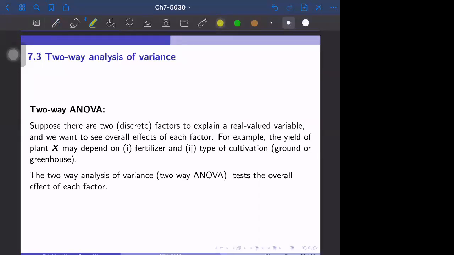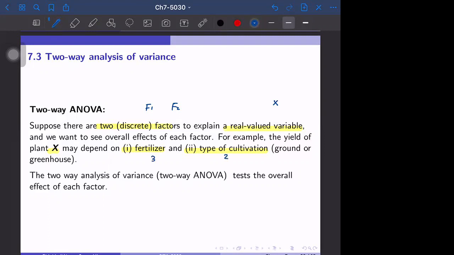Suppose that there are two factors to explain a real valued variable. Last time we only had one factor, for example, the fertilizer, to explain yield. But we now have one more factor, which may be the cultivation of the plant. So now we have two factors: one factor, for example, fertilizer, and the other factor, the type of cultivation, to explain the continuous x. Maybe factor 1 has 3 levels and factor 2 has 2 levels.